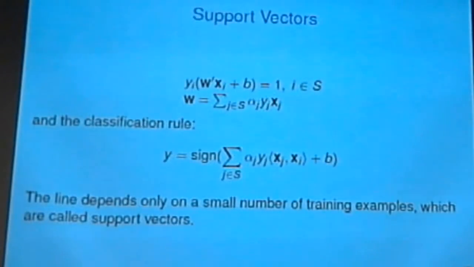And the classification rule is done by this. You can see that the line depends only on a small number of training examples; as we have seen, there are only 3 support vectors. Let me go through this quickly. Some of these are of theoretical interest. Of course, there are important parts of this algorithm that later allow us to generalize this to the nonlinear case.